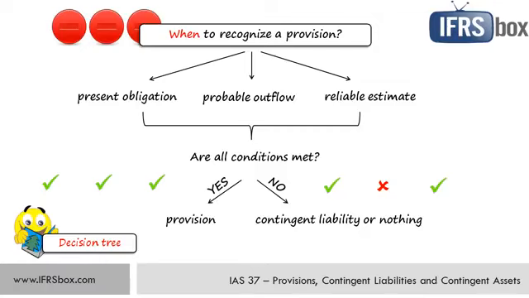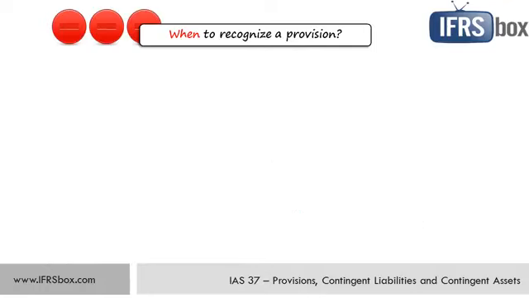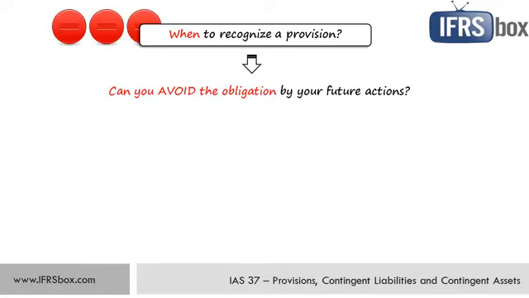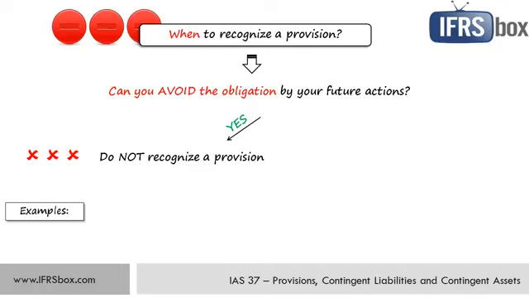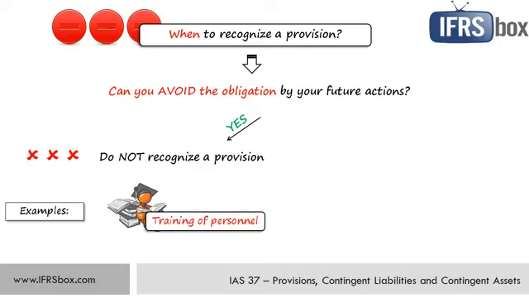If you find yourself in a situation when you're questioning whether to book a provision or not, well, you should ask yourself one simple question and the answer will guide you. Can you avoid the obligation by some future actions? If yes, then do not recognize any provision because it means that there is no past obligating event. For example, when a government is introducing new laws and your company must train the employees to stay updated, well, your company may still decide not to continue in business or not to train the personnel and thus avoid the expenses.